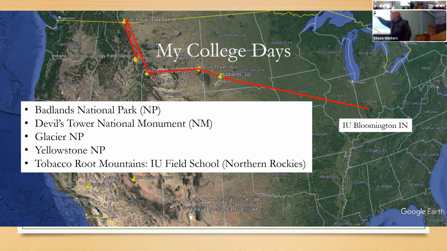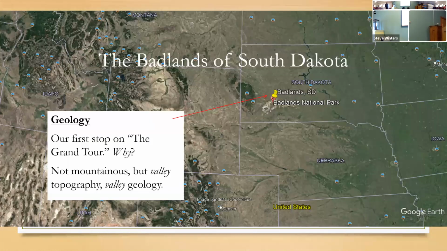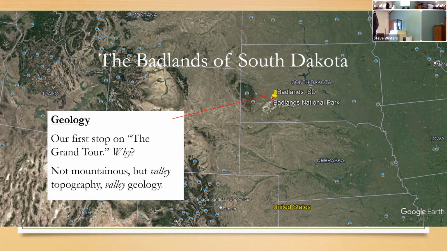Anyway, we visited the Badlands National Park, Devil's Tower, Glacier National Park, Yellowstone, and then we end up at the field school in the Northern Rockies, which I call the Tobacco Leaf. I'll briefly talk about each one of these stops. Our first stop is really at the Badlands in South Dakota. Mount Rushmore's in there, but I don't talk about Mount Rushmore.